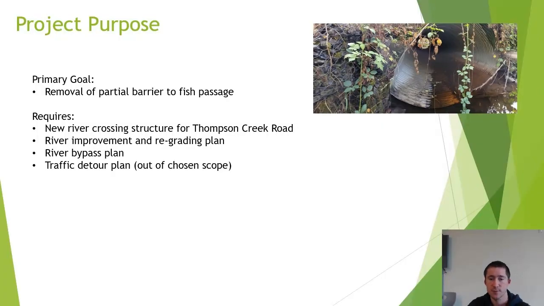The purpose of this project is the removal of the partial fish barrier at the intersection of Thompson Creek and Thompson Creek Road, which, if you see in the picture in the top right, is a squashed corrugated steel pipe. This project requires the design of a new river crossing structure, river improvement and regrading, and a river bypass for construction.